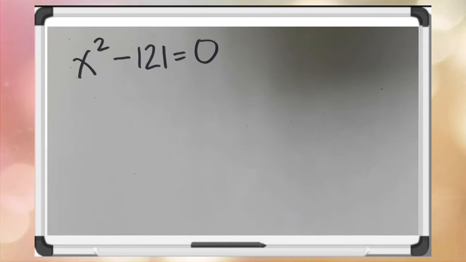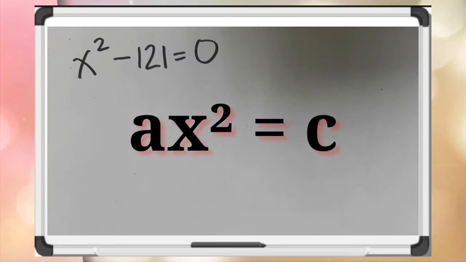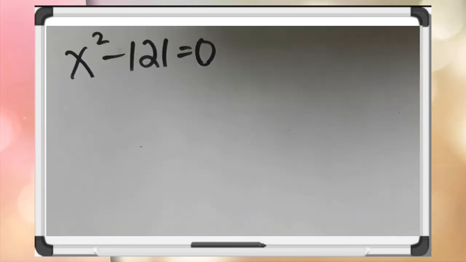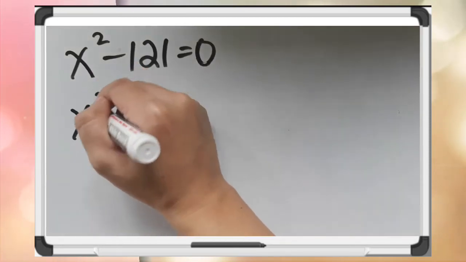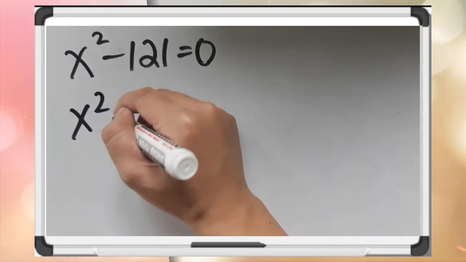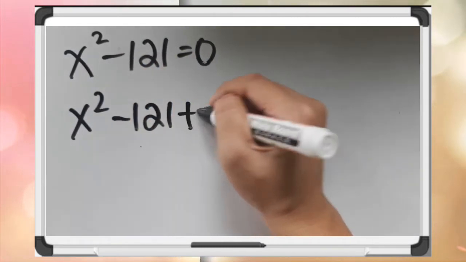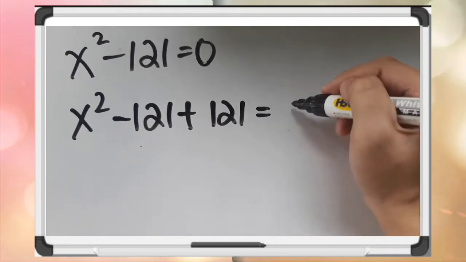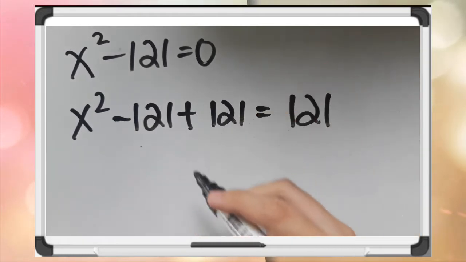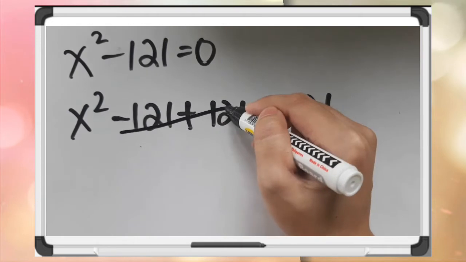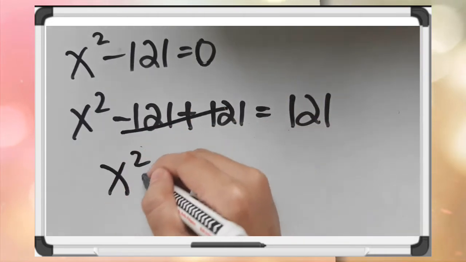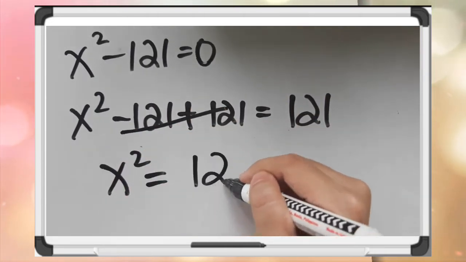x squared minus 121 is equal to 0. First step is to make the given equation in the form ax squared is equal to c. We will add 121 both sides to isolate x squared. So it will become 0. x squared is equal now to 121.